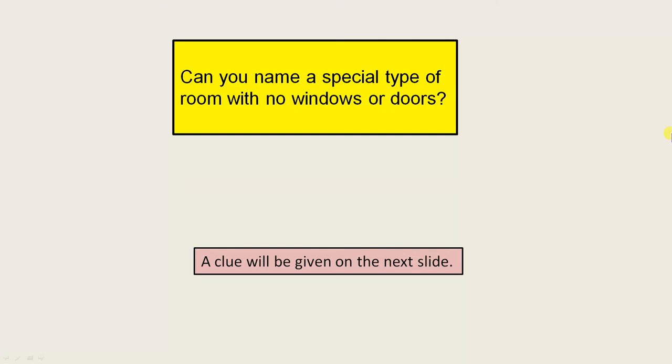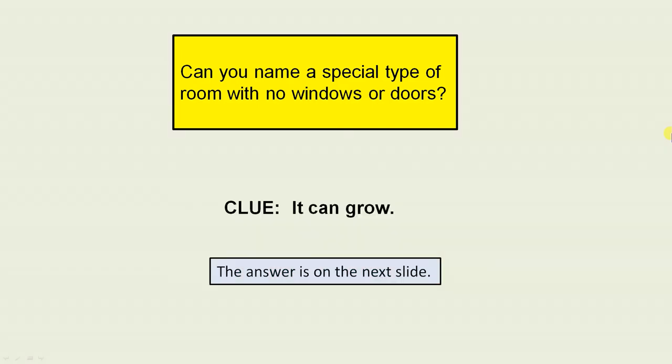Okay, as promised, we have a clue on the next slide. That's if you need it. Congratulations if you got the answer. If not, this clue should help you. So the puzzle was, can you name a special type of room with no windows or doors? And the clue is, it can grow. So the answer is on the next slide. That's if you don't solve it, but I think you might get it with that clue. I will give you the answer in exactly 1 minute.